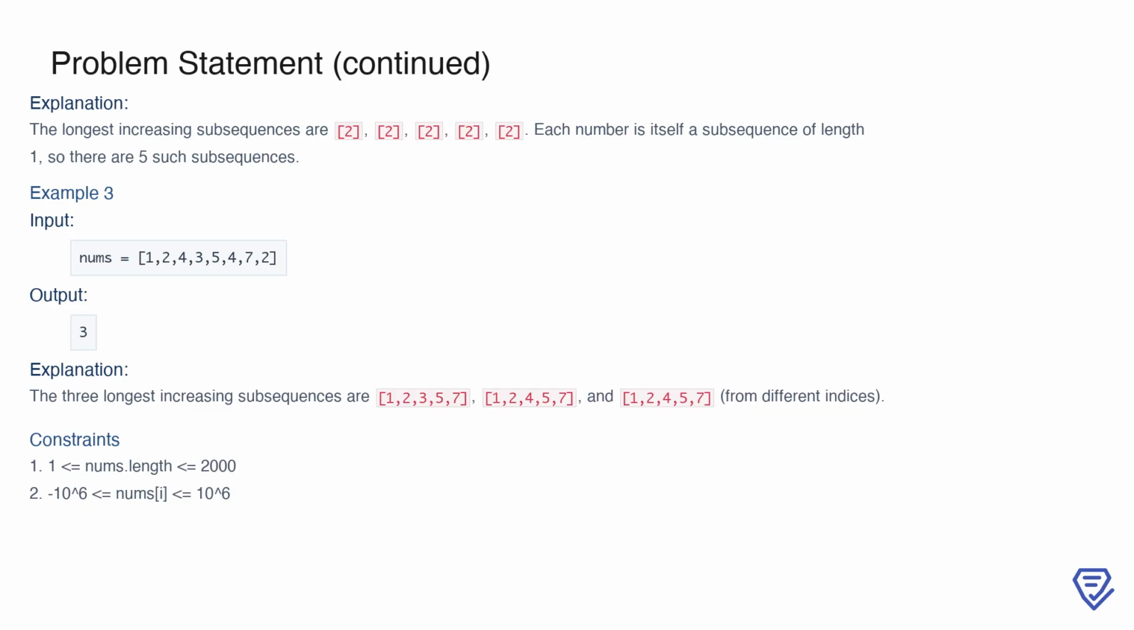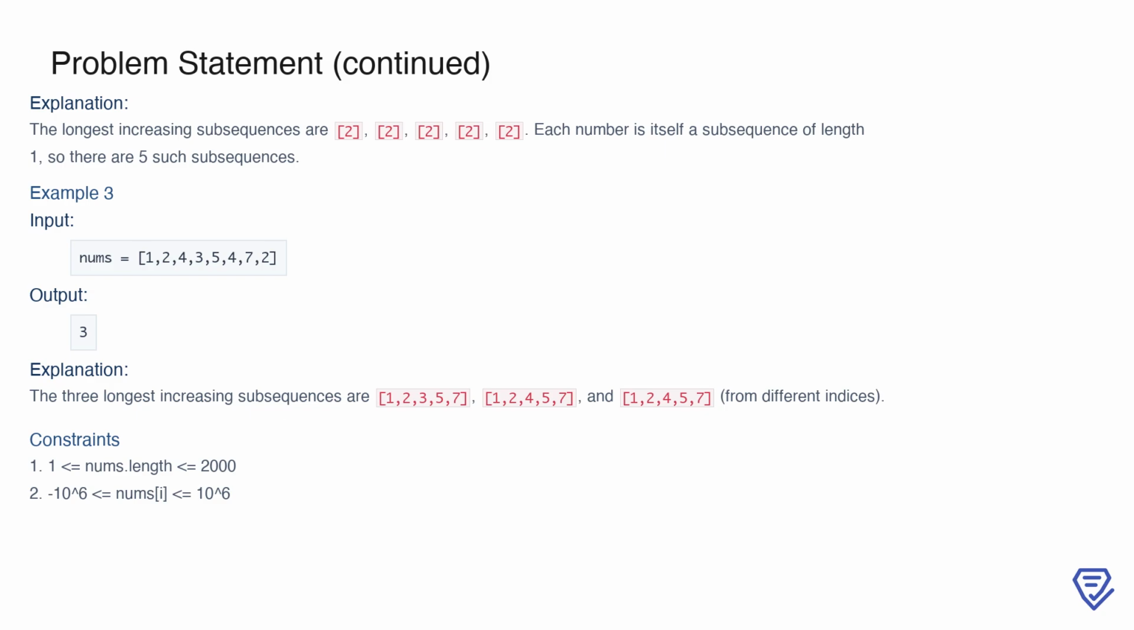Here, the output is 3. The three longest increasing subsequences are 1, 2, 3, 5, 7, 1, 2, 4, 5, 7, and another 1, 2, 4, 5, 7, formed from different indices. These subsequences all have a length of 5, which is the maximum possible for this array.